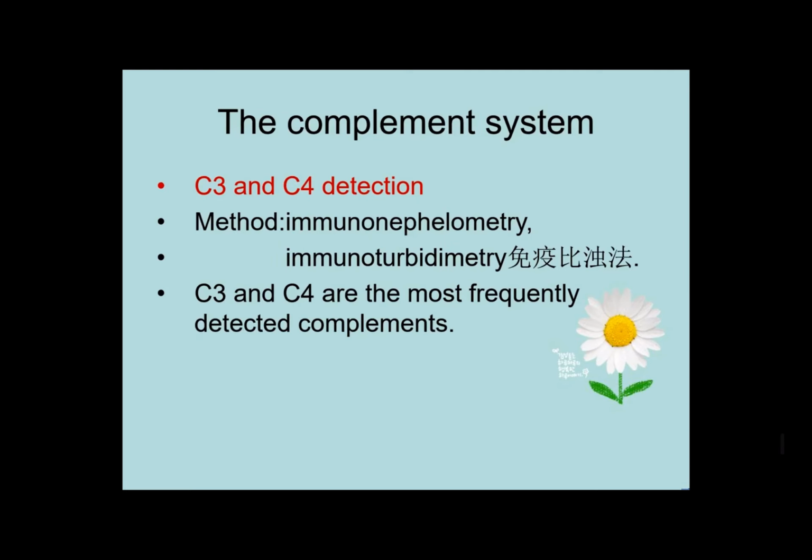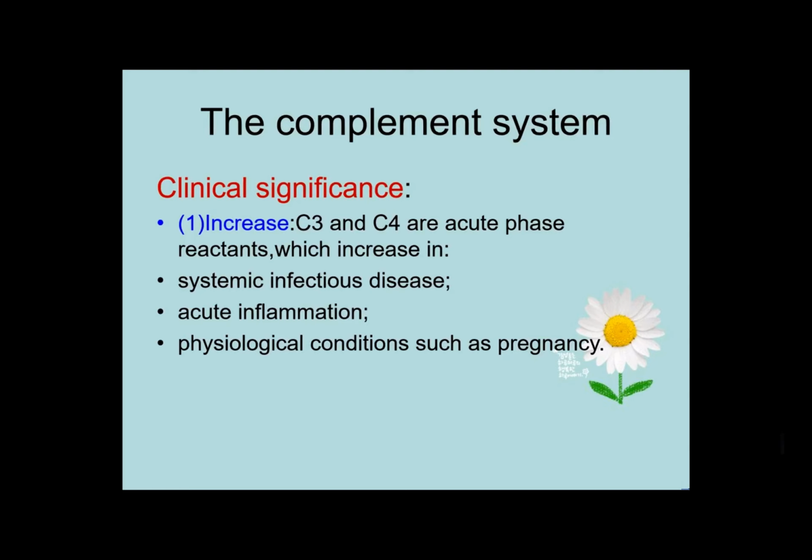C3 and C4 are the most frequently detected complement. Now we can use the immunoturbidimetric method to detect the C3 and C4. The complement increases because the C3 and C4 are acute phase reactants, which increase in some systemic infectious diseases or some acute inflammation. Sometimes, in physiological conditions, for example pregnancy, the C3 and C4 will increase too.